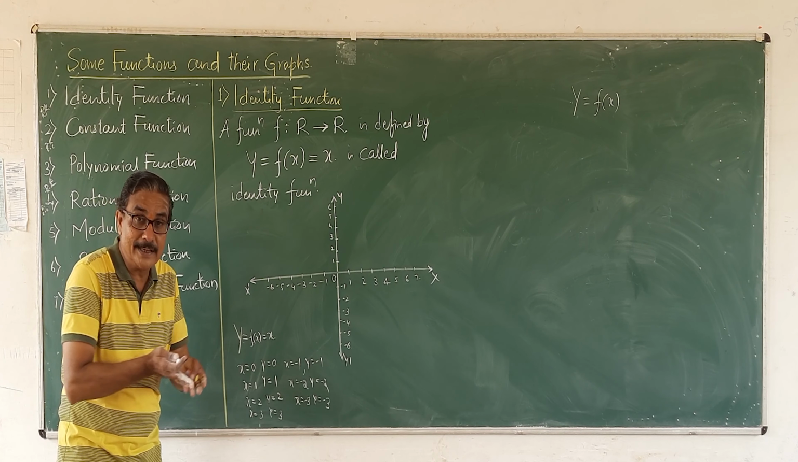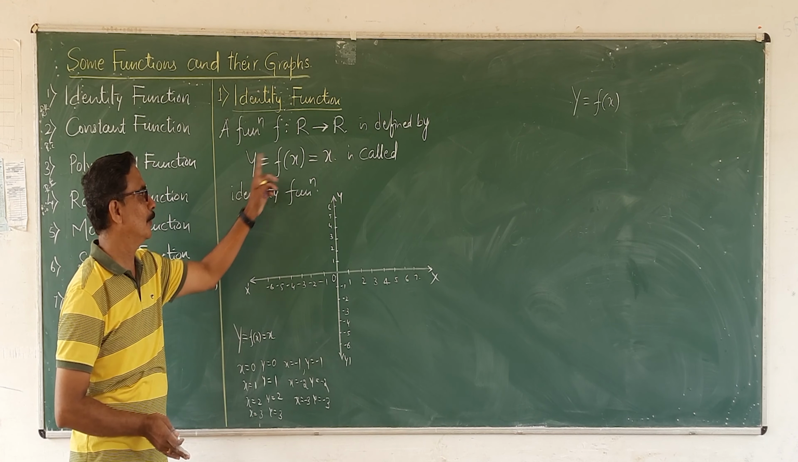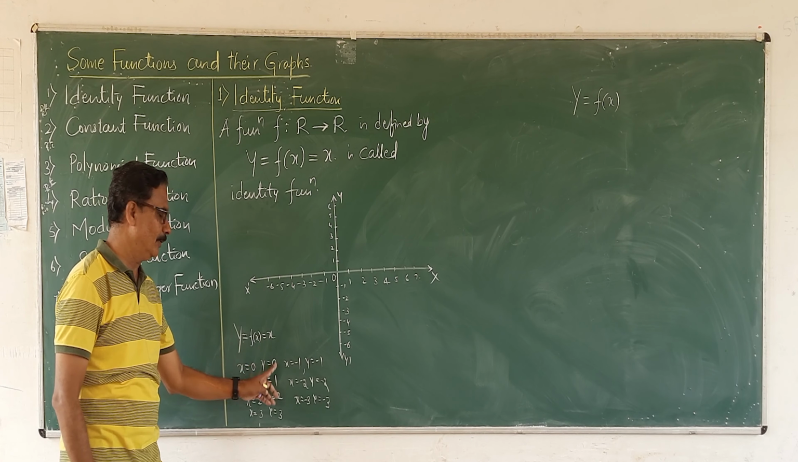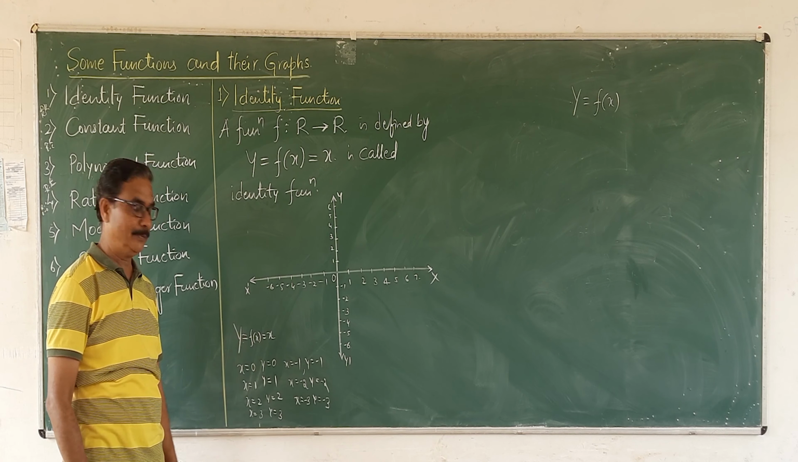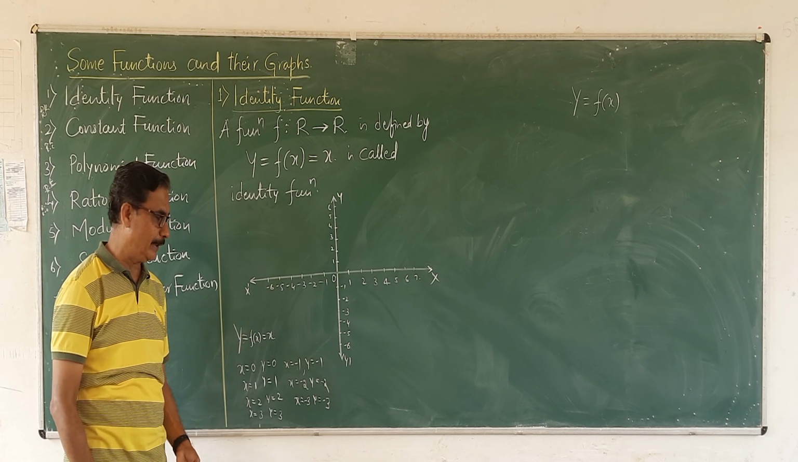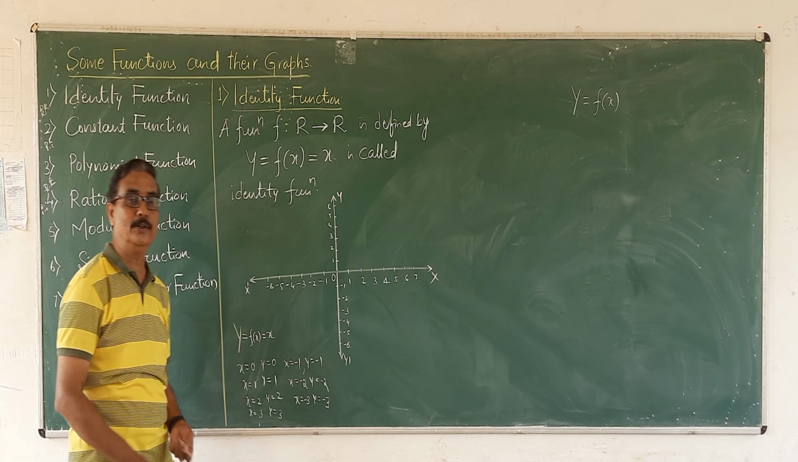Identity means same number of elements. The two numbers must be the same. Y is equal to x. Whatever x value we take, the same value becomes y. X value 0, y value 0. X value 1, y value 1. X value 2, y value 2. Similarly, x value -1, y value -1. X value -2, y value -2. X value -3, y value -3.